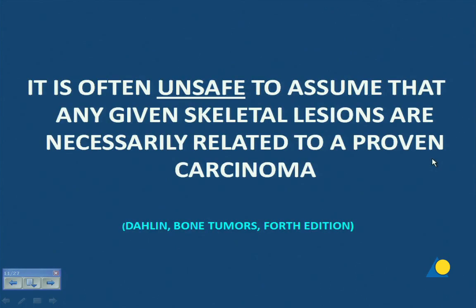It is often unsafe to assume that any given skeletal lesion is necessarily related to a proven carcinoma. There are many patients who present with multiple primaries. The combination of breast cancer or prostate cancer with lung cancer is very common. Many of those patients were lifelong smokers, and they are at significant risk for lung cancer. There are also certain genetic abnormalities that make people susceptible to multiple primaries. It is sometimes not uncommon for us to see patients who present with things like multiple myeloma, as well as diseases like breast cancer and prostate cancer at the same time.